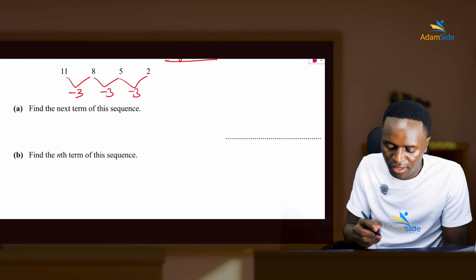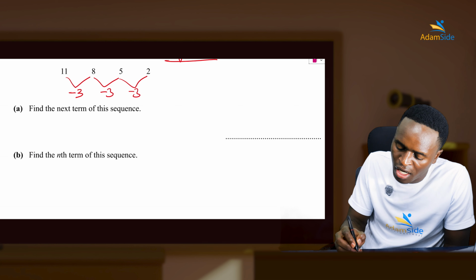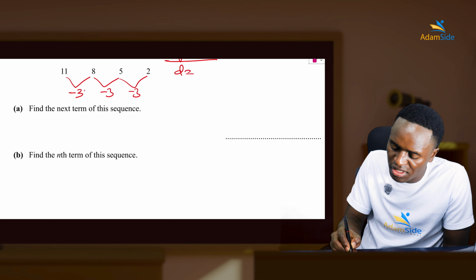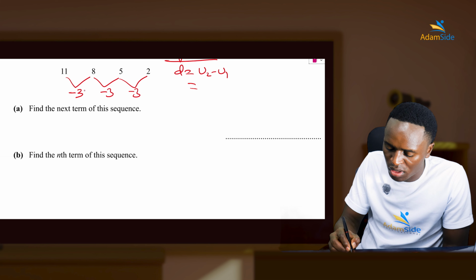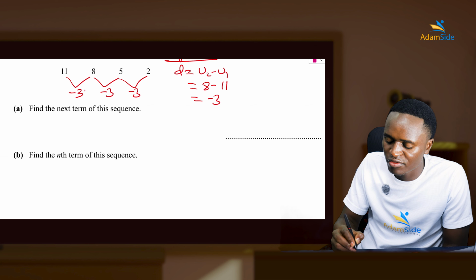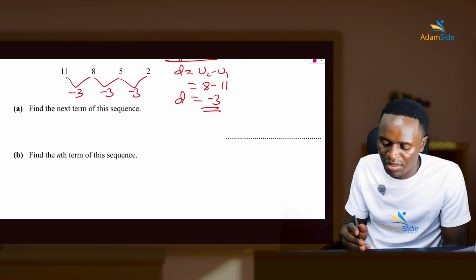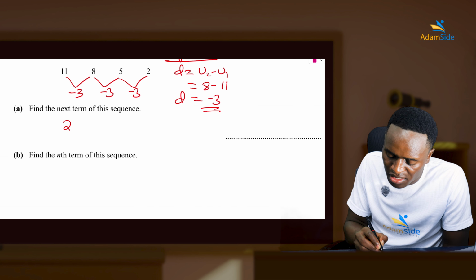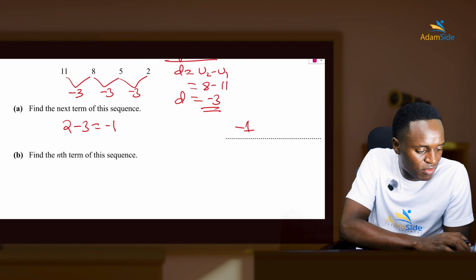So you can see 5 minus 8 is negative 3. 8 minus 11 is negative 3, because to get the common difference, you take u2 minus u1, and that's what we did. We took 8 minus 11, whereby you got negative 3. So the common difference is negative 3 throughout. So to find the next term of this sequence, you just take 2 minus 3 and you get negative 1. So that's the answer, the next term of the sequence.